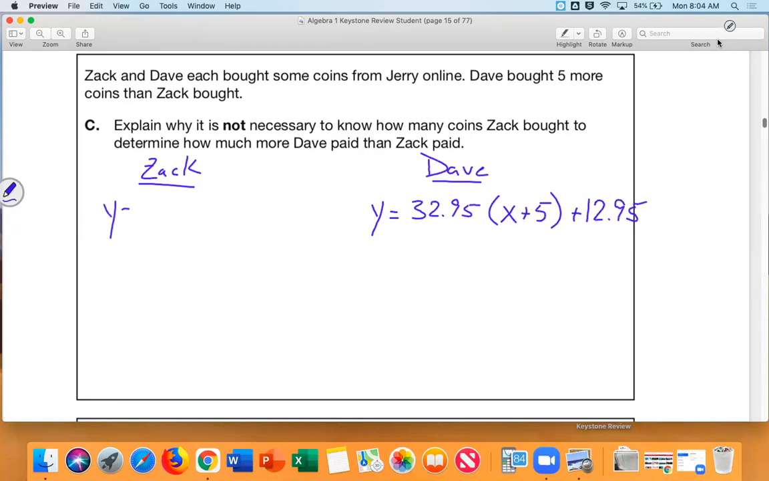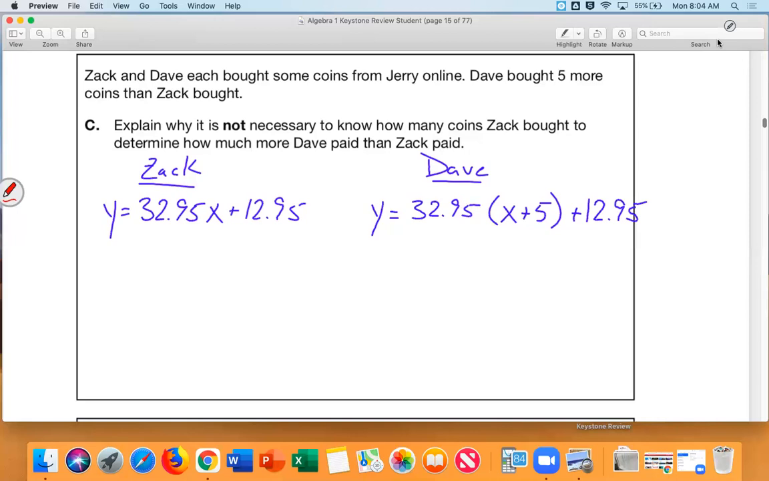And then we have Y equals 32.95 times X plus 12.95. So X is just representing, Kevin, the amount of coins being purchased, right? And Dave bought 5 more. That's why there's an X plus 5. Are you okay with that? Now, to figure out why it's not necessary to know how many coins Zach bought to figure out how much more he paid is this. Over here, Kevin, is there anything I can simplify for Zach? No, there's nothing I can simplify. But over here with Dave, I can.